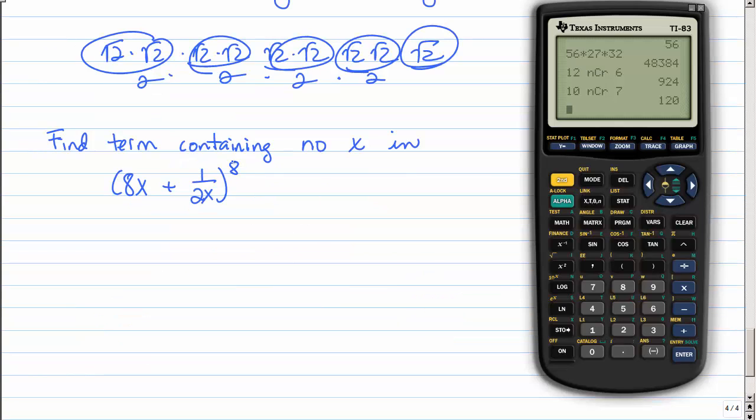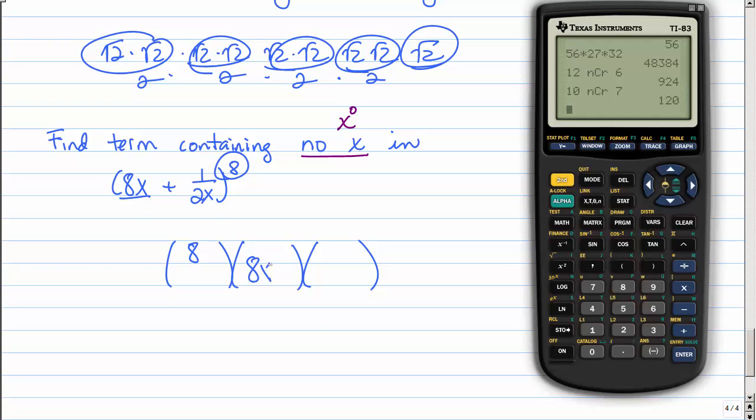Now this one's a little bit trickier. Find the term containing no x in that expression. Well, you have an 8x and you have a 2x, but notice the 2x is on the bottom, so at some point the x's are going to cancel. So when it says no x, that means x to the 0 power. Well, let's just start writing down what we may or may not know. Okay, so I know that's 8, that goes there.